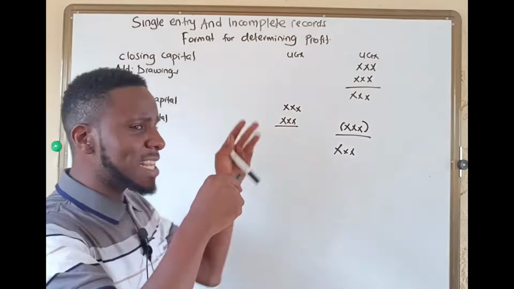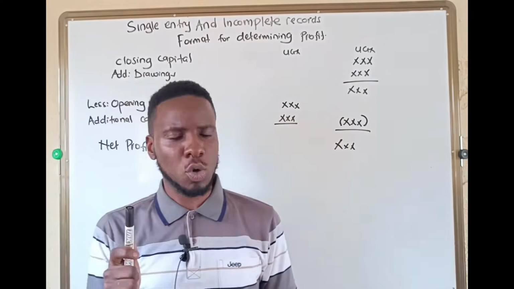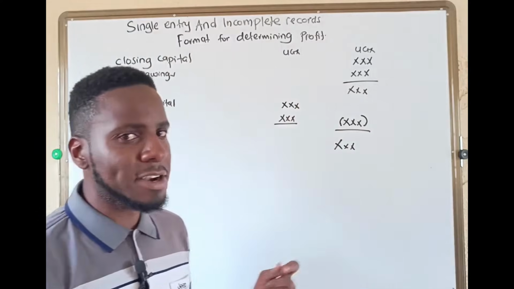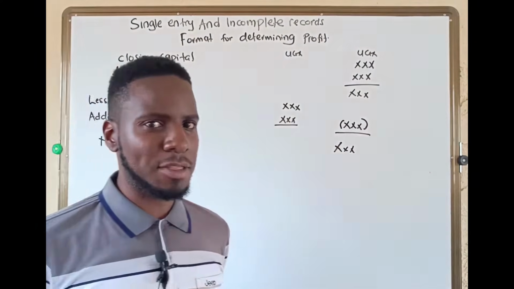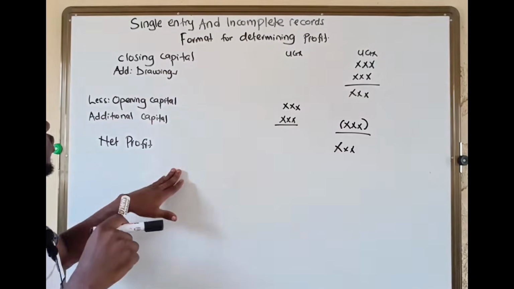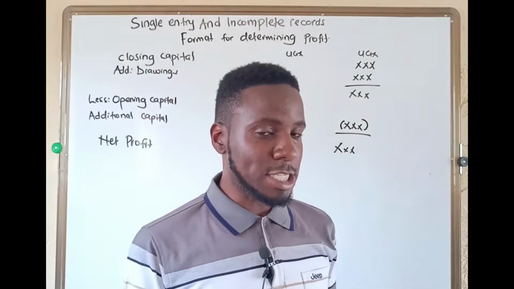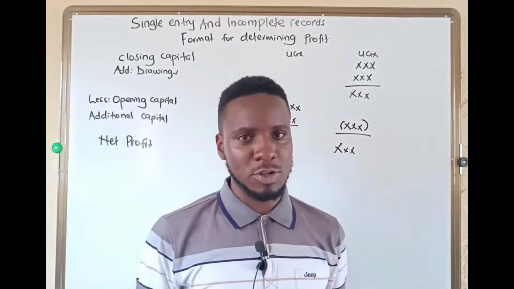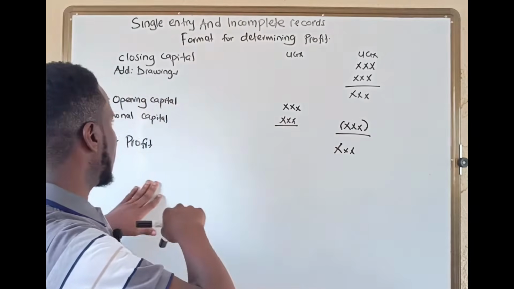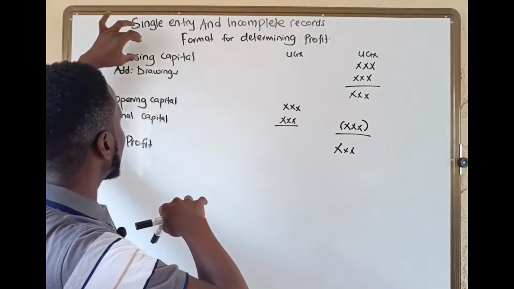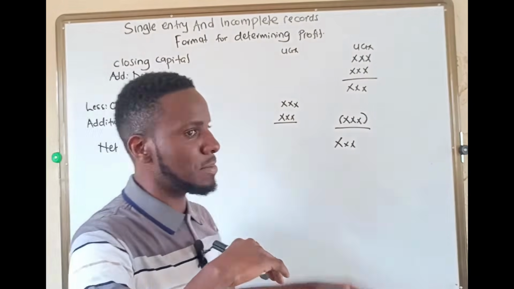So this is how we are going to ascertain our profits using the net worth method. Is this very easy? It's very easy. The challenge here, and I would like to talk about this, is that they might not give you the closing capital and the opening capital. It means you are supposed to find it yourself. If you don't know how to establish the closing capital and the opening capital, it means you can never establish the profit.